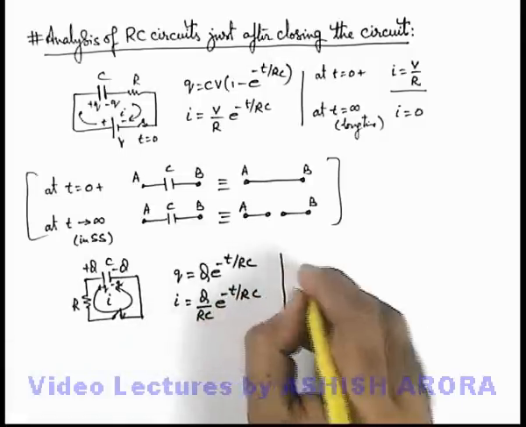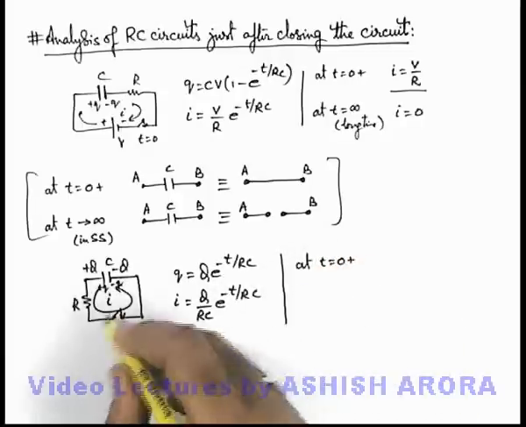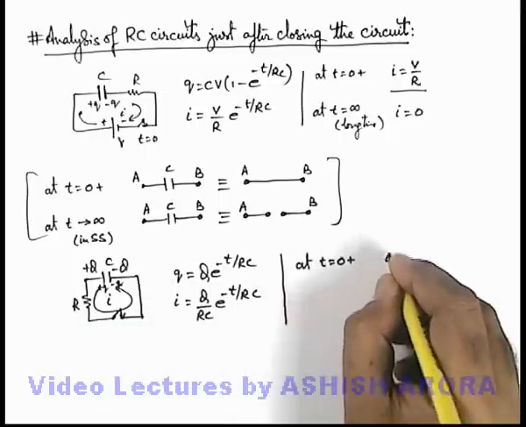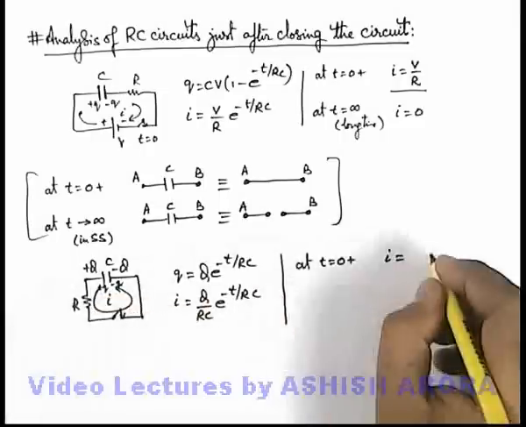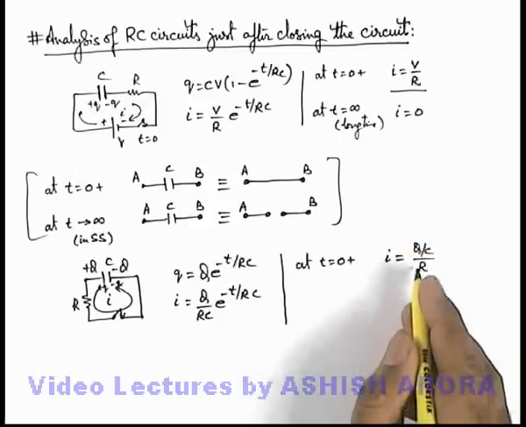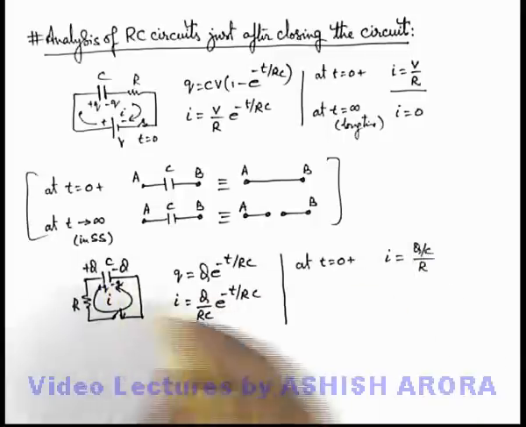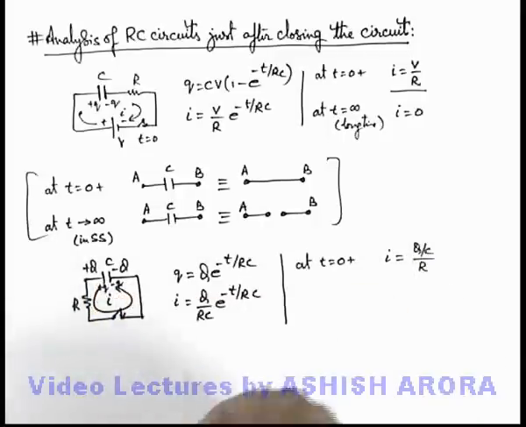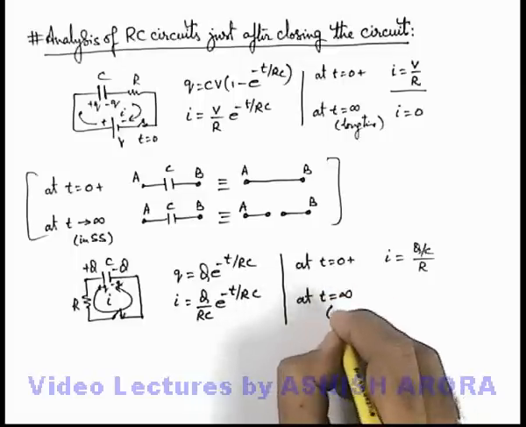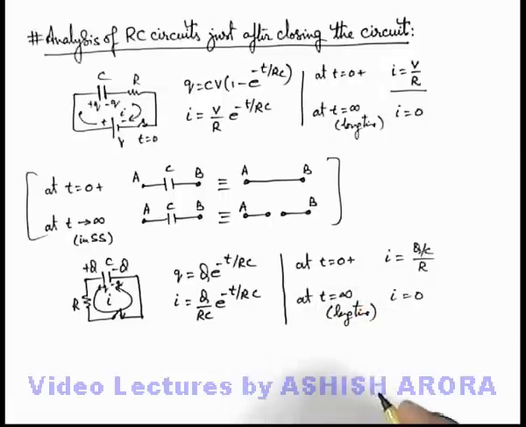In this situation again, if we talk at t equals 0 plus, that is just after closing the switch, we also discussed that the current value in the circuit is given by Q by C upon R. That means the capacitor behaves just like an EMF Q by C, due to which Q by C upon R current flows through it. And at t equals infinity, or after a long time, we can see the value of current will be 0.